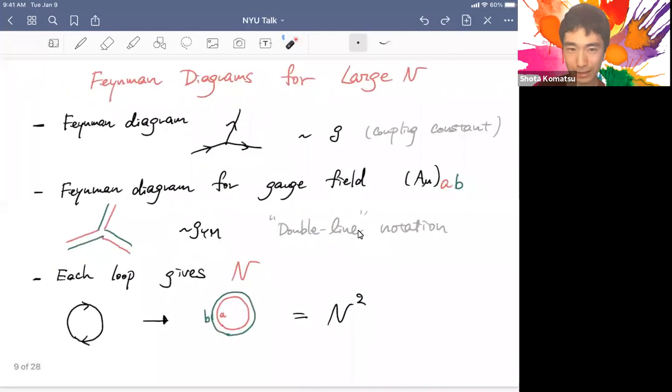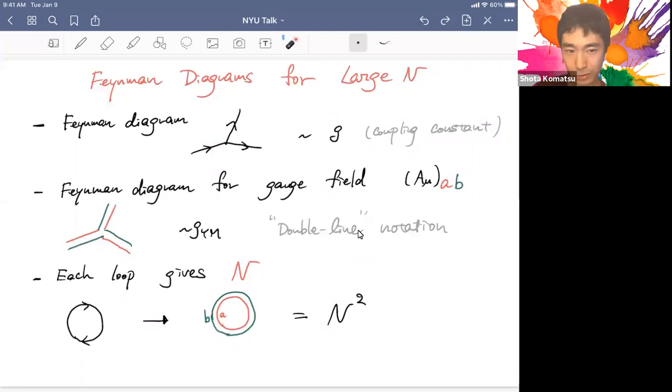To explain why things simplify in this limit, let me briefly review the basic facts about the large N limit. For that, it's useful to recall the Feynman diagram. This is one of the simplest Feynman diagrams, which describes the splitting process of one particle into two. In the computation, we multiply this Feynman diagram by a factor of g, which is a coupling constant.